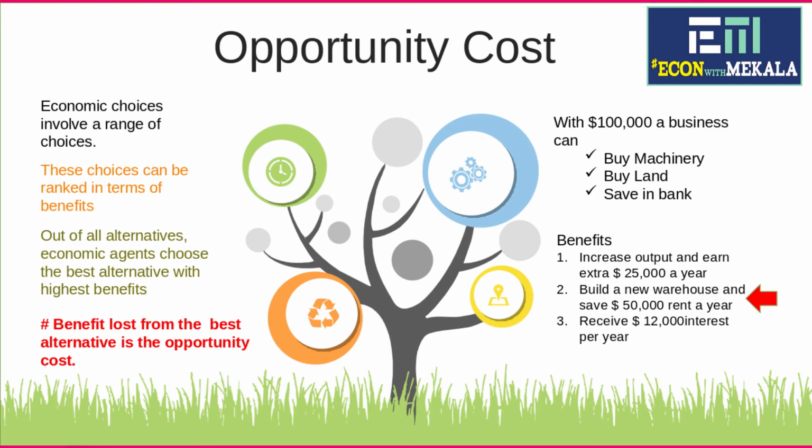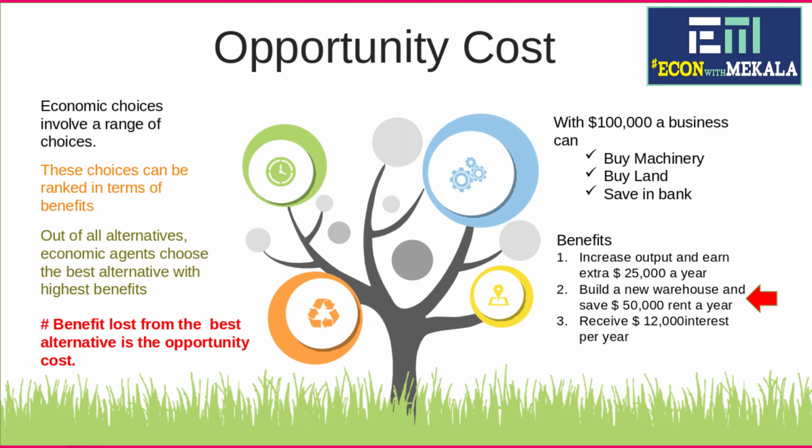So if you want to rank the benefits out of these three alternatives, let's say if you buy machinery, you can increase your output by producing extra units and you can increase your earnings by $25,000 a year. Instead, if you buy the land, you have a return of $50,000 because you can build a new warehouse and save your rent, which you used to pay for somebody else, $50,000.